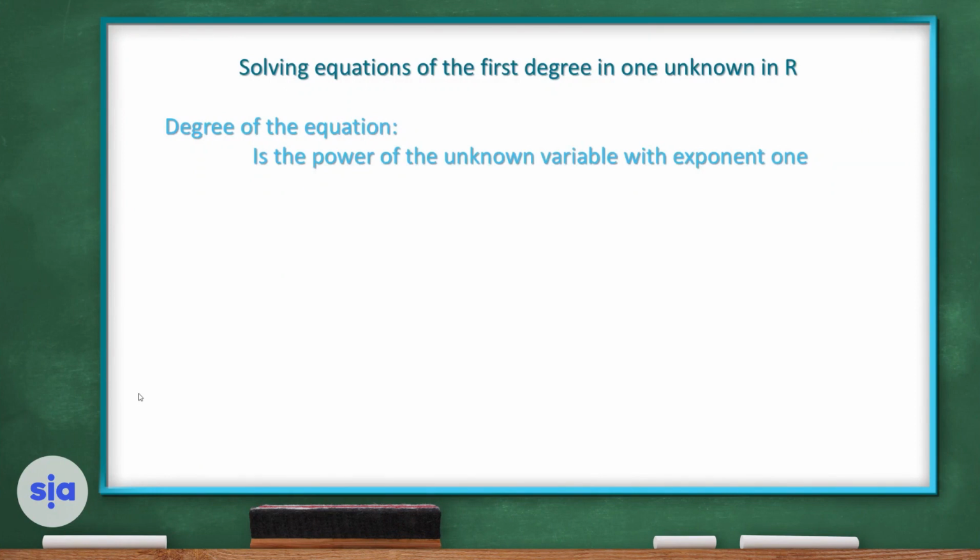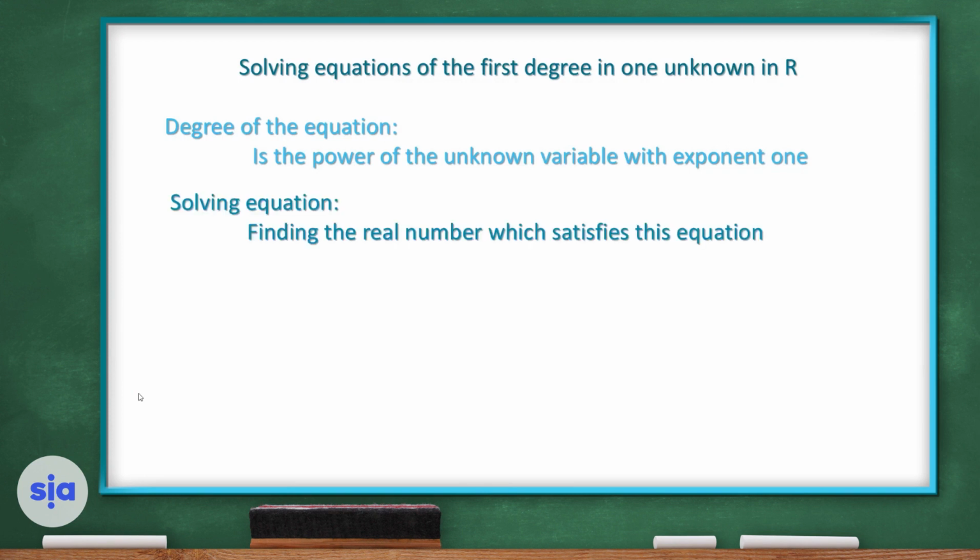What is the degree of the equation? The degree of the equation is the power of the unknown variable with the exponent 1. What do we mean by solving an equation? By solving an equation, we mean finding the real number which satisfies this equation.